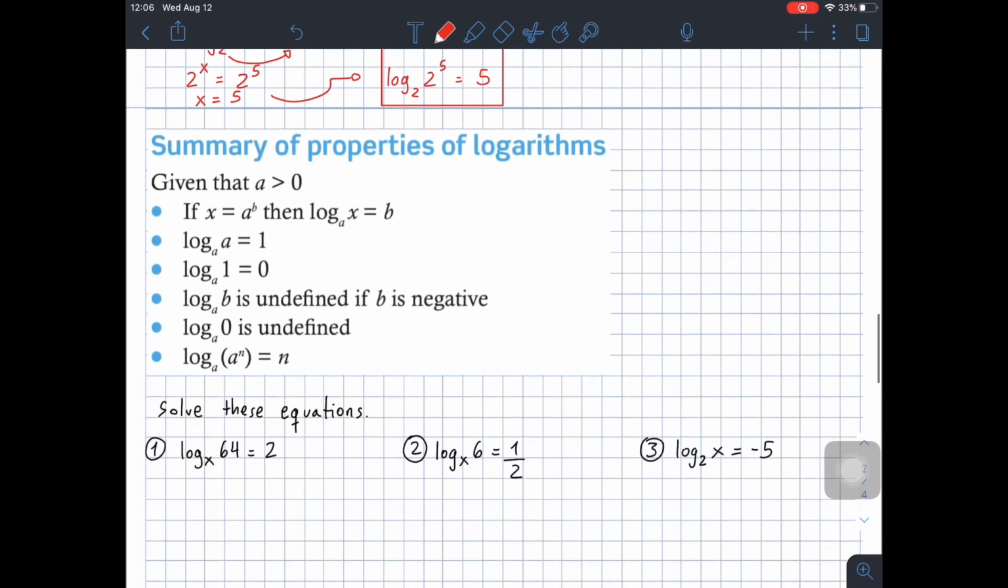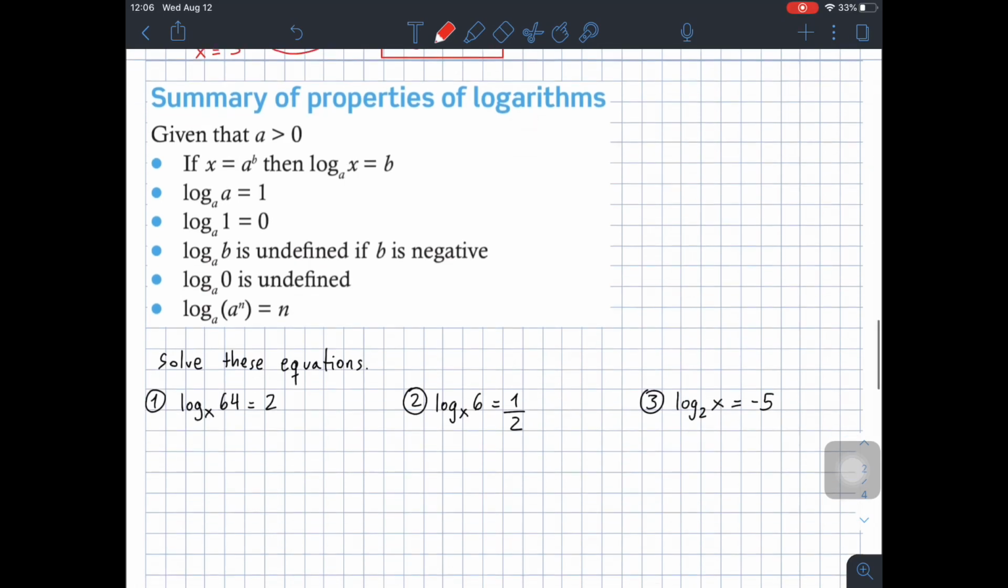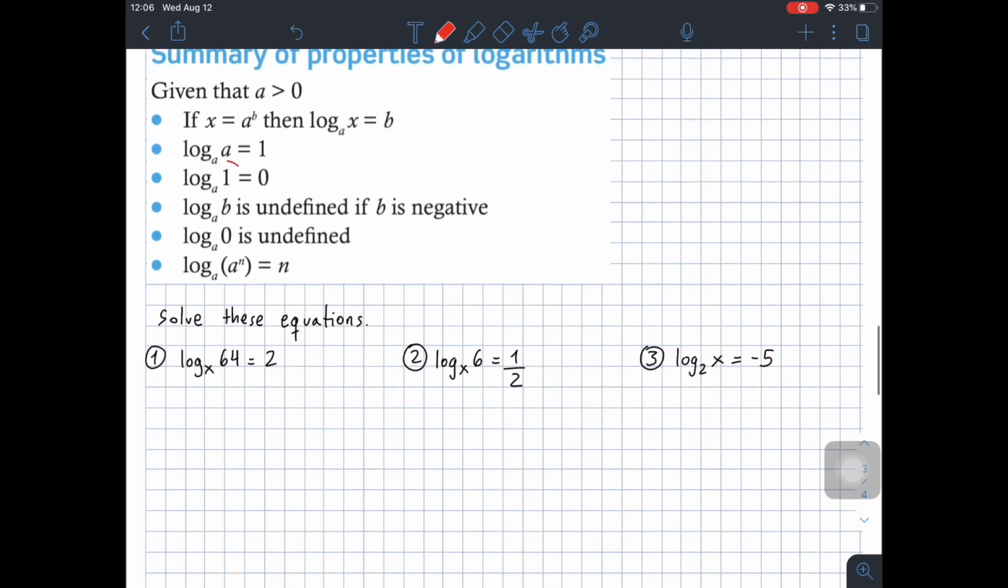Let's see, this is a summary of the properties of logarithms, all of what we have just seen. The first is a definition, right? If I have x equals a to the power of b, then I can rewrite this as log base a of x equals b. Remember, a to the power of b is equal to x, and that's exactly what we have written here. That's the first property. Then log base a of a is equal to 1, log base a of 1 is equal to 0, log base a of b is undefined if b is negative, log base a of 0 is also undefined, and finally log base a of a to the power of n is equal to n.